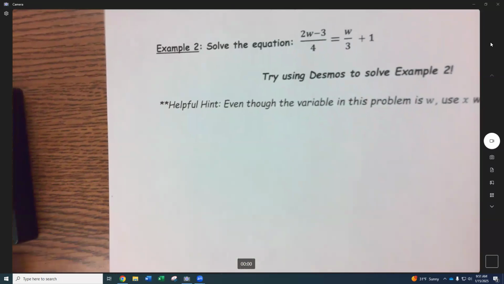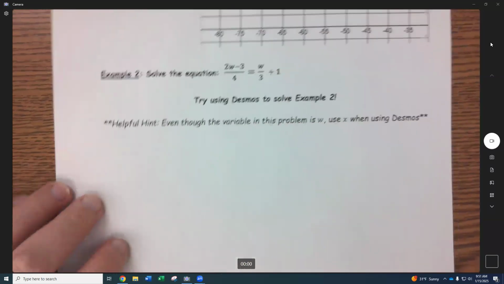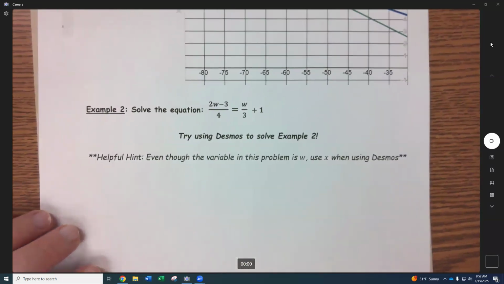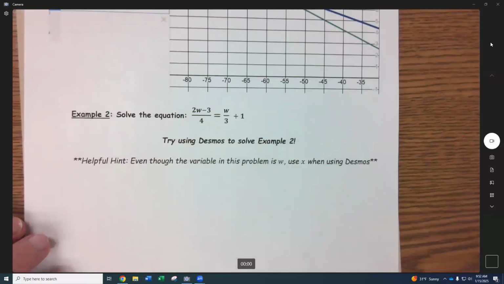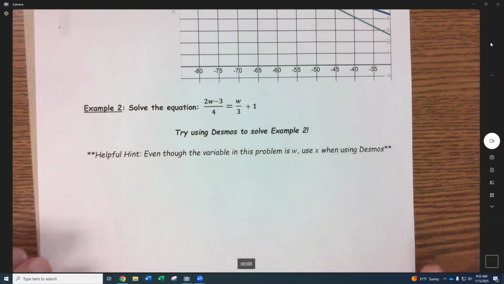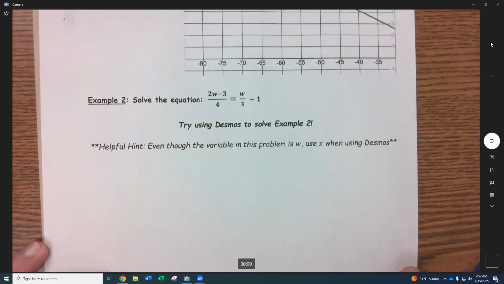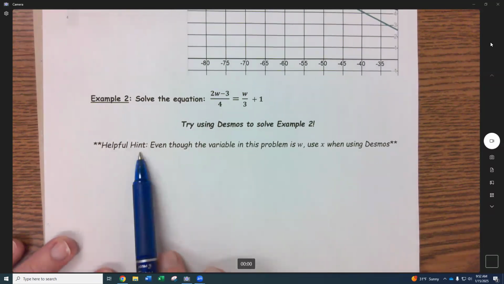but let's just jump right here into example 2. Example 2 says solve the equation 2w minus 3 over 4 equals w over 3 plus 1. So we're going to try using Desmos to solve this equation rather than algebraically the way we did in that first video. Now I do have this helpful hint here.